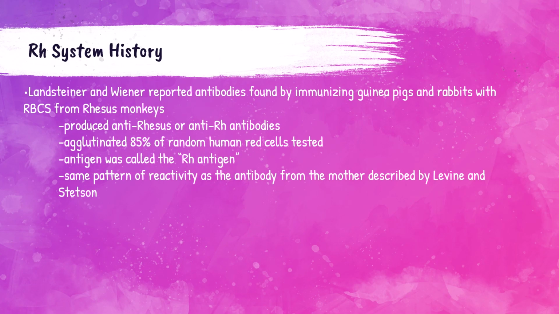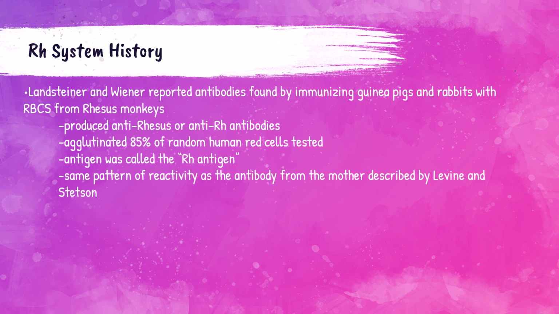Landsteiner and Wiener reported that they found an antibody that was developed by guinea pigs and rabbits when they were transfused with rhesus macaque monkey blood. So this antibody agglutinated, or reacted with, 85% of random human red blood cells that were tested against it. So this antibody was called Rh after the rhesus monkey. This had the same pattern of reactivity as the antibody from the mother described by Levine and Stetson.